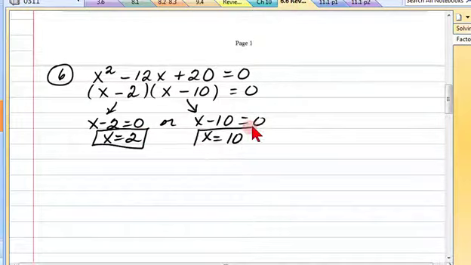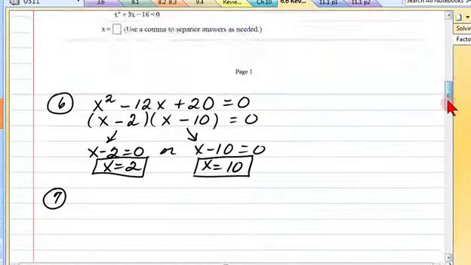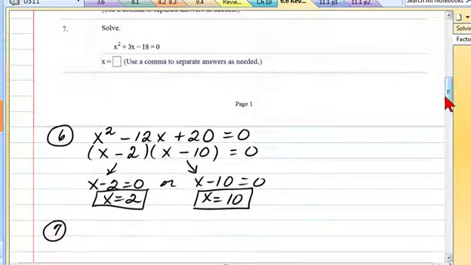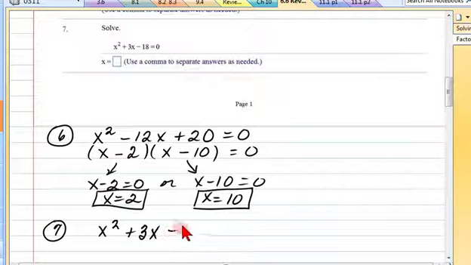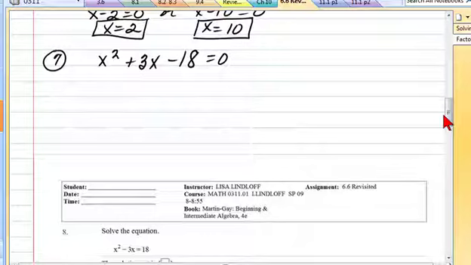And although I usually don't take time to check those, you could put either value in for x and it would make a true statement. No such thing as extraneous solutions when you're just solving regular quadratic equations. Problem number 7. Let me go back and see it. It's x squared plus 3x minus 18 equals 0. Okay, would you take a minute to solve that quadratic?